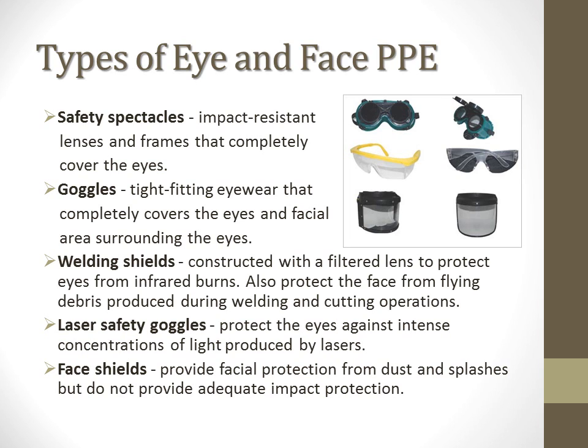Some of the different types of eye and face PPE you may be required to wear include safety spectacles, which are impact-resistant lenses and frames that completely cover the eyes, goggles, which are tight-fitting eyewear that completely covers the eyes and facial area surrounding the eyes, welding shields, which are constructed with a filtered lens to protect eyes from infrared burns. They also protect the face from flying debris produced during welding and cutting operations.